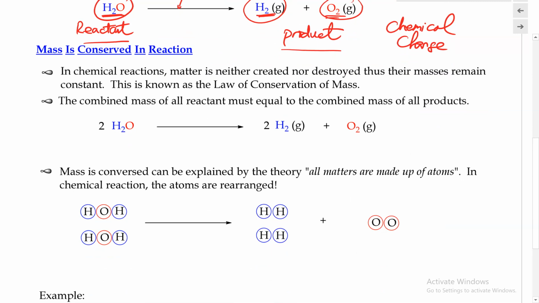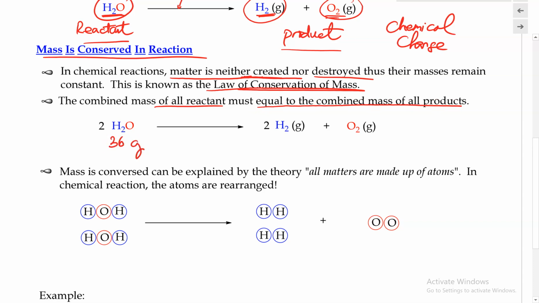In a chemical reaction, the mass of matter is conserved. Matter is neither created nor destroyed, and therefore the mass remains constant. This is known as the law of conservation of mass. The combined mass of all of the reactants must equal the combined mass of all of the products. For example, if we have 36 grams of water and decompose it into hydrogen and oxygen, we form 36 grams of product, in which 4 grams is hydrogen and 32 grams is oxygen. Added together, it still equals 36 grams. So 36 grams of reactant become 36 grams of products, and the mass must remain the same.